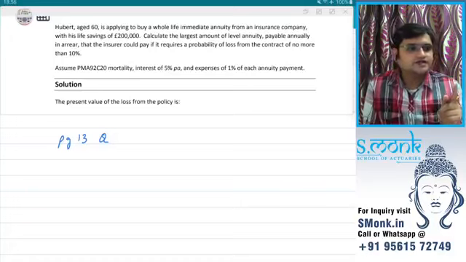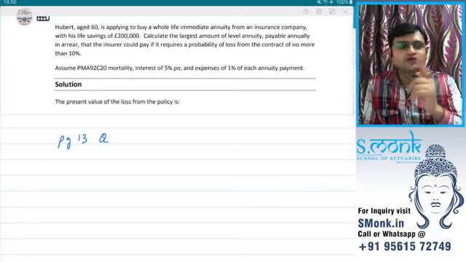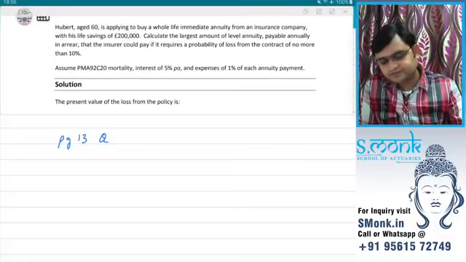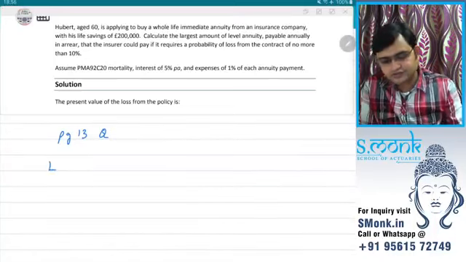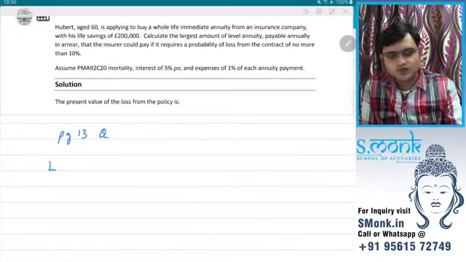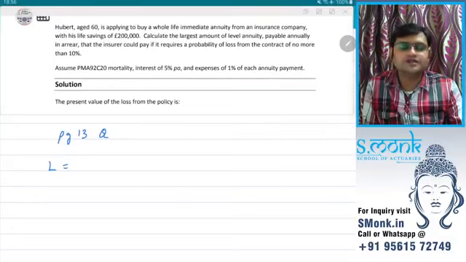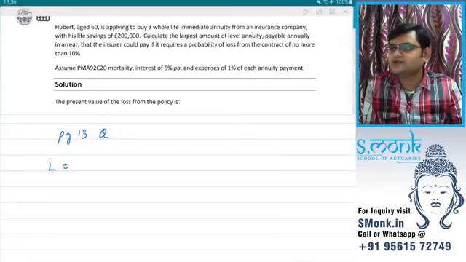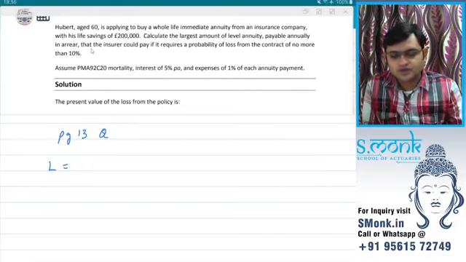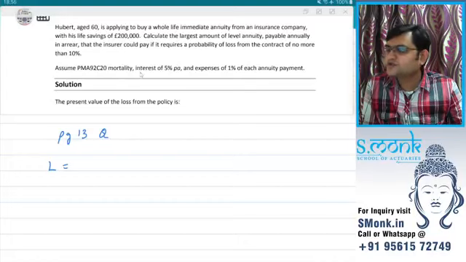Now in this case, when do we get our losses? We'll talk about that. So the loss function would be, what are we paying? We are paying a whole life immediate annuity, so that means we are talking about arrears. Payable annually in arrears, right? Assume PMA 92C20 mortality, interest rate 5% and an expense of 1% of each annuity payment.